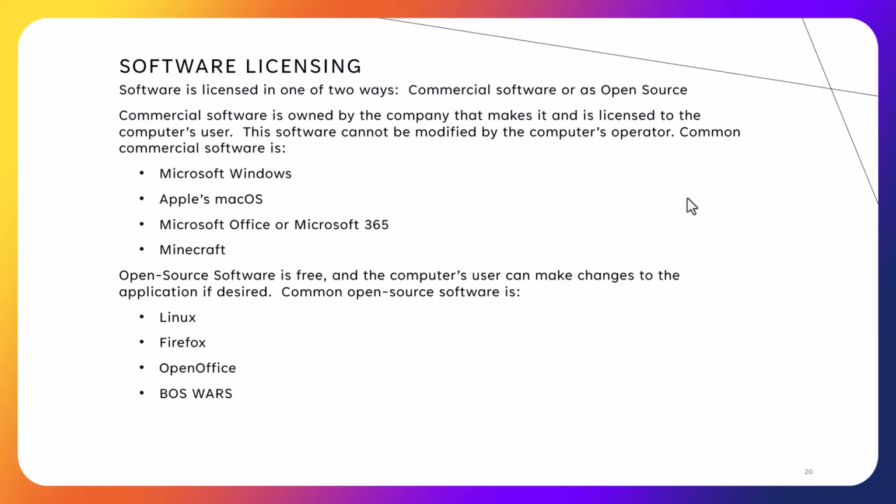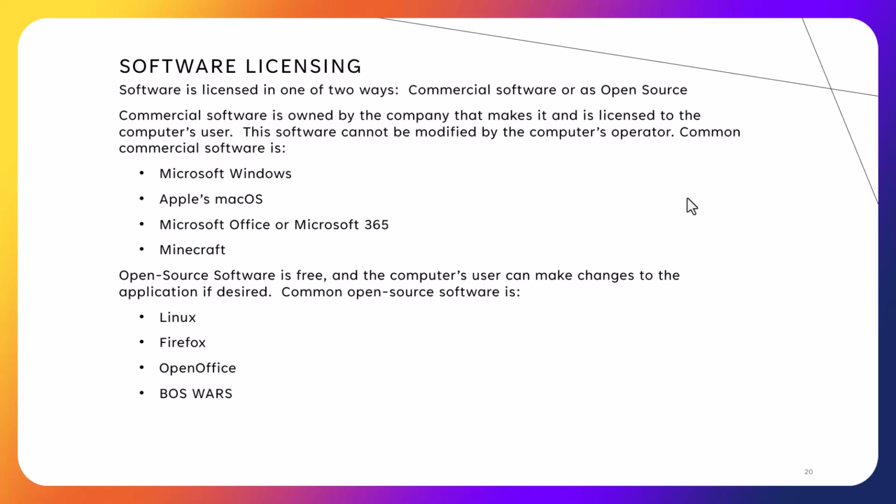Open source software is free. You can download it, and along with it you can download what is called the source code. This is the program that's used to write that application. If you want to make changes to the application, you can make those changes and republish it. So you're free to make those changes as desired and as knowledge permits.